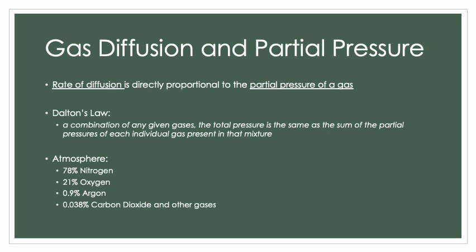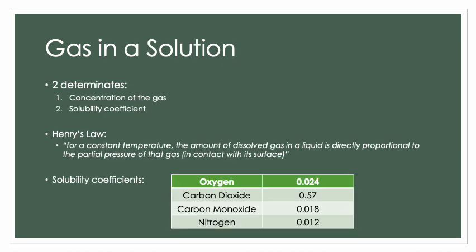And here is an example of gases contained in the atmosphere. So it's 78% nitrogen, 21% oxygen, which we know, 0.9% argon, and then a smaller fraction is carbon dioxide and other gases.